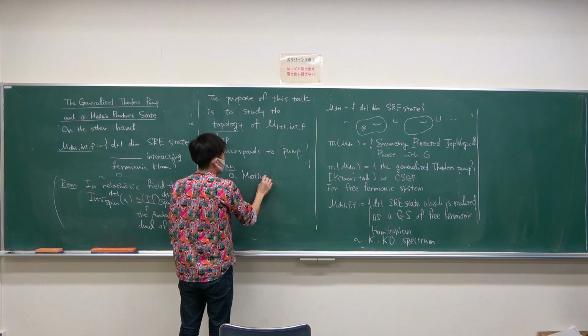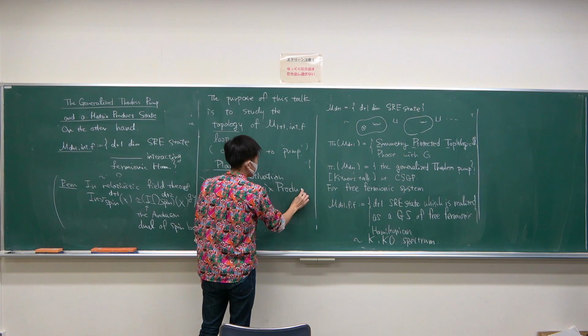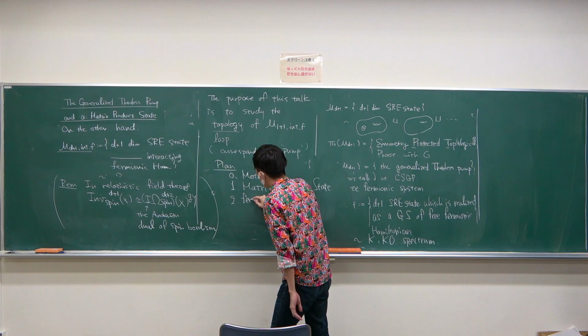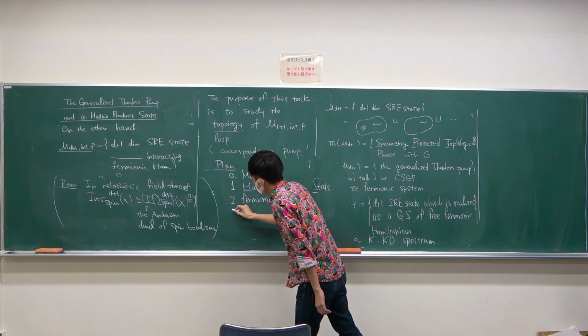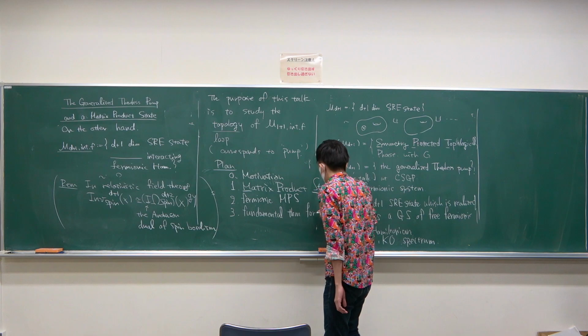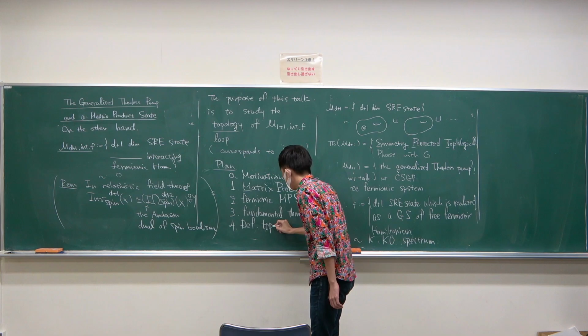And the rest of my talk is organized as follows. In section 1, I would like to explain matrix product states. In section 2, the fermionic version, fermionic matrix product states, algebraic MPS, and I will explain the fundamental theorem for fermionic matrix product states. In section 4, I will define the topological invariant for the space of MPS.